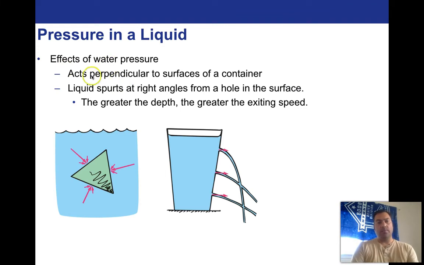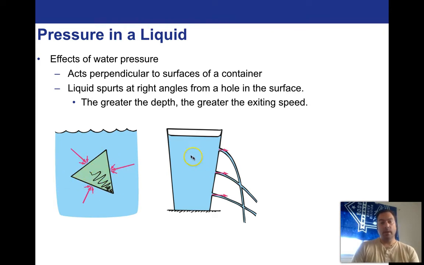So the effects of water pressure: it acts perpendicular to surfaces on a container. So if you put an object in here, the pressure always comes in perpendicular. It comes from the side. It's not coming in from some angle this way and this way. If it was to come in that way, it would be canceled. The only way that we actually see a pressure with a net exertion or measurable effect is in the perpendicular direction. So in this case, we'd have pressure on surfaces in 3 different directions.